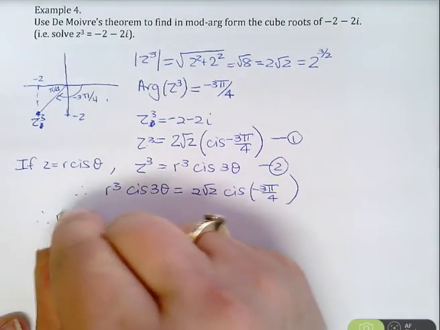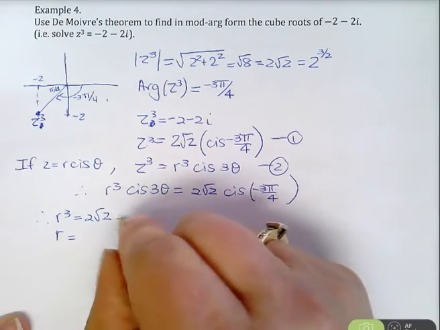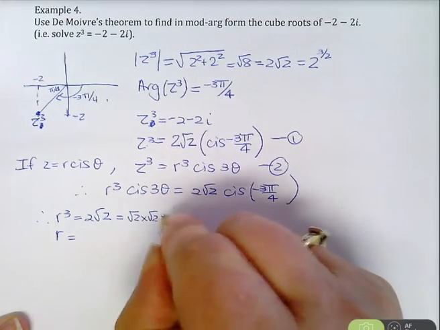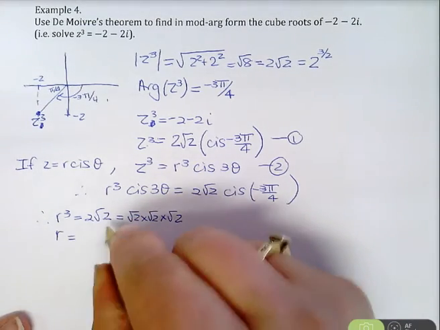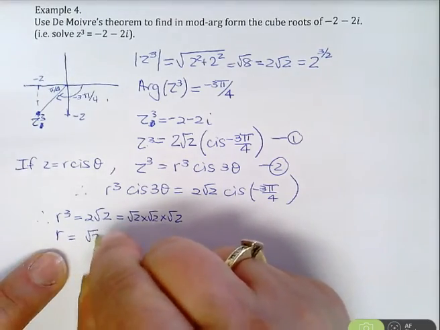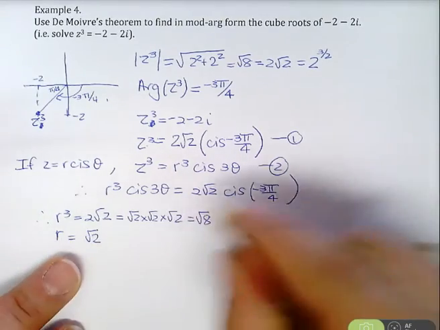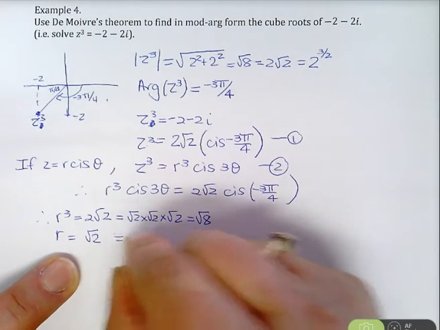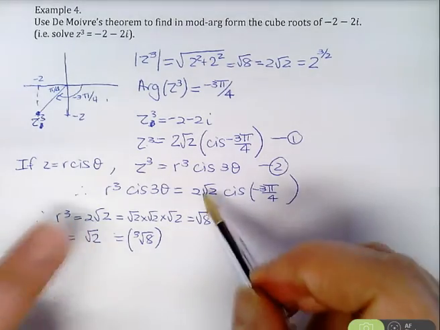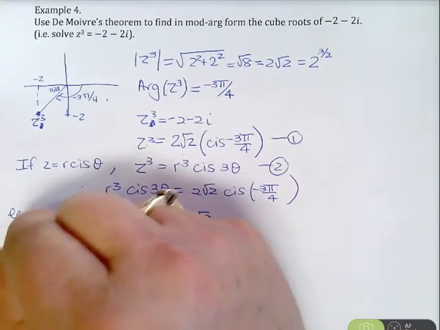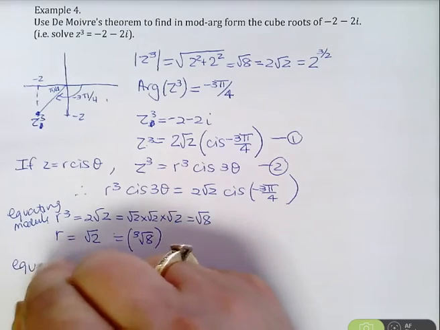So therefore, if R cubed is 2 root 2, then R is the cube root of that. Remember, 2 root 2 is root 2 times root 2 times root 2, really, because 2 is root 2 times root 2. So if R cubed is 2 root 2 or root 8, then R will be root 2, okay? Or I could have said if R cubed is root 8, then R is the cube root of 8, which is 2. Now that's equating moduli.